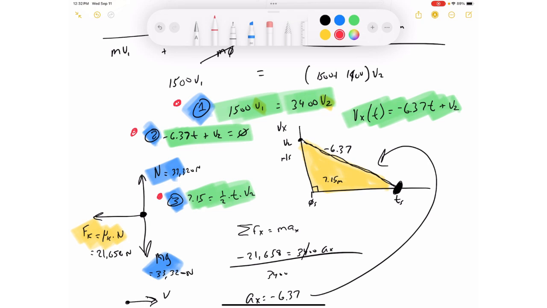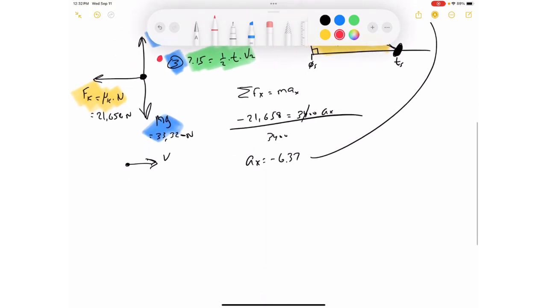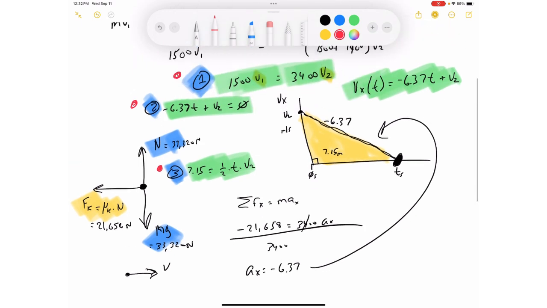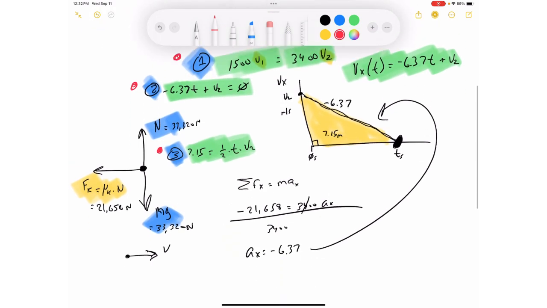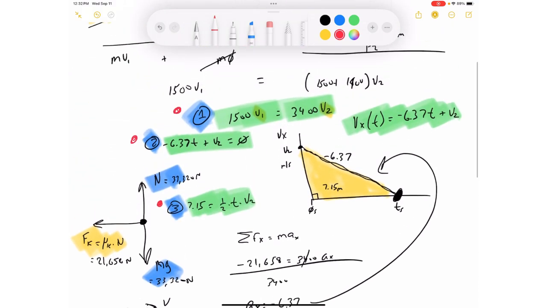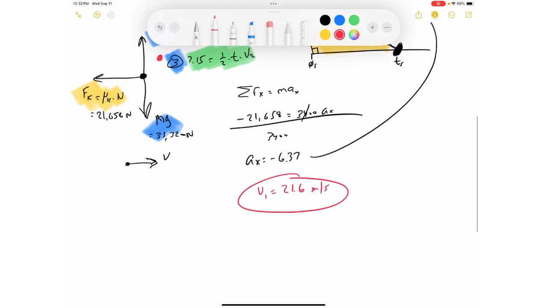If you solve for it, you'll end up getting t and v2. I didn't write them down; it doesn't really matter. That's not what's important. What we're looking for is v1, okay? If you put it into a solver, you'll get v1 is equal to 21.6 meters per second. So that's if you solve this system of equations. Okay, that's pretty cool.